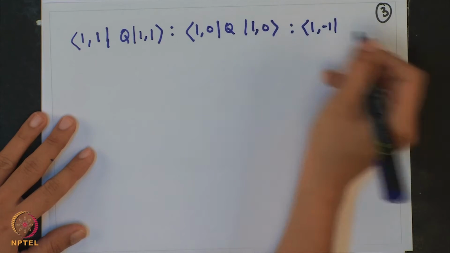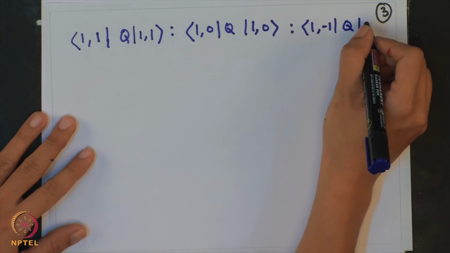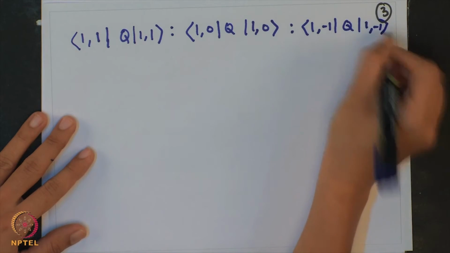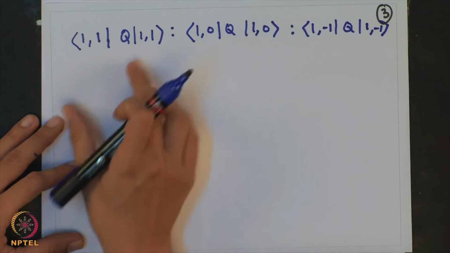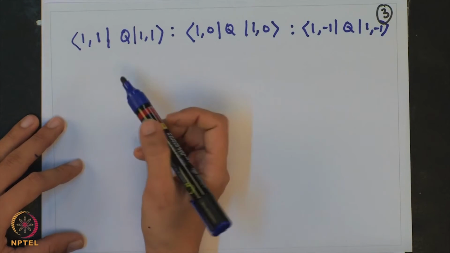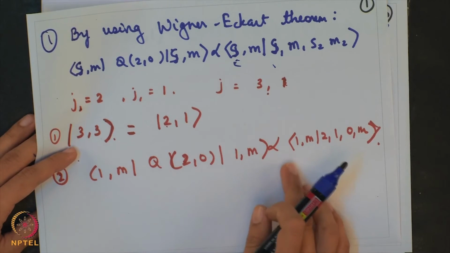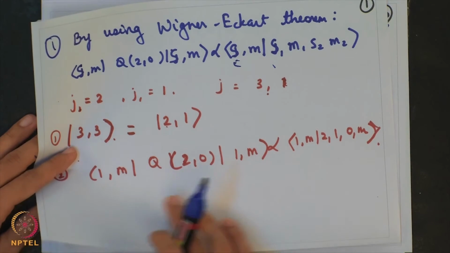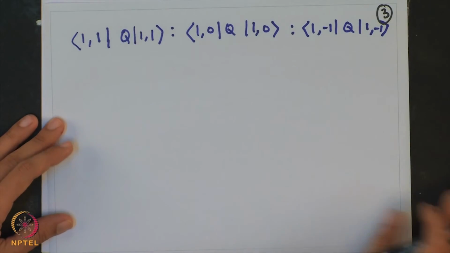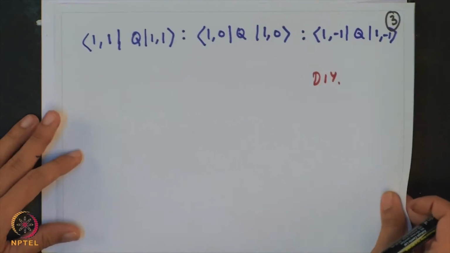1 minus 1 q, here it is 1 minus 1. So, this ratio you can evaluate. All the terms which are constant in the Wigner-Eckart theorem, we have seen this proportionality. So, if you take the ratio, the proportionality constant will be dropped, and then it will be very easy to evaluate. So, this again is DIY for you, do it yourself. This hint is sufficient for you to go about and solve this problem.